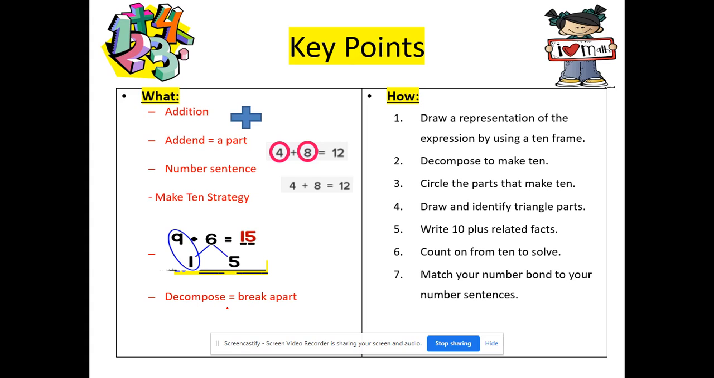How are we going to do that? Well, step 1, we're going to draw a representation of the expression by using a 10 frame. 2, we're going to decompose to make 10. 3, we're going to circle the parts that make 10. 4, we're going to draw and identify the triangle parts. 5, write the 10 plus related fact. 6, we're going to count on from 10 to solve. And then finally, we're just going to match our number bond to our number sentence.